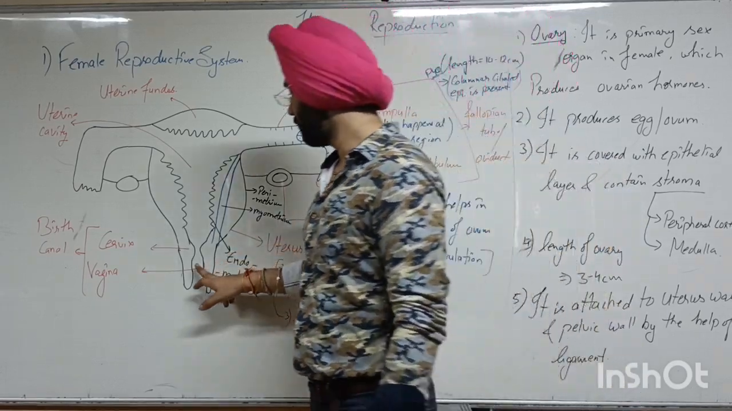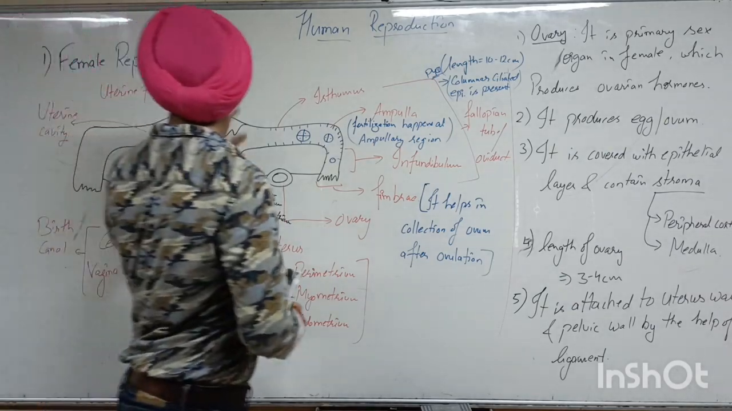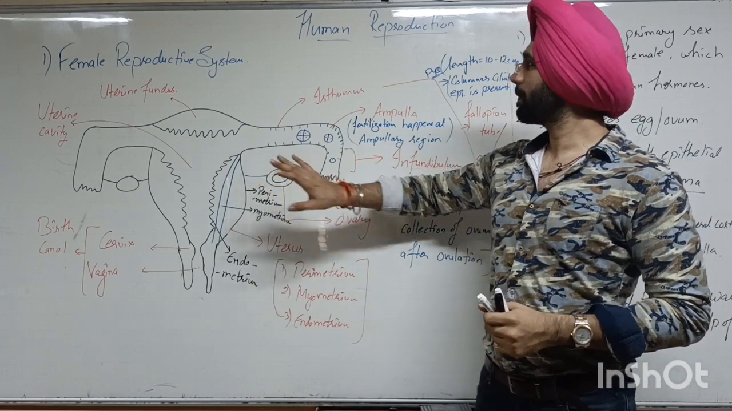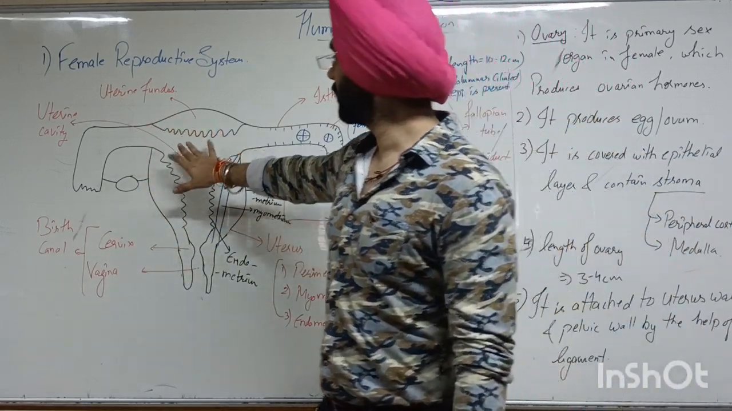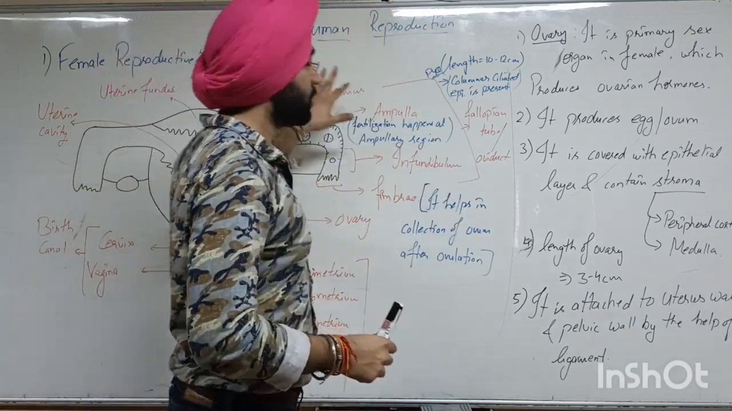So from that the baby is going to take birth. So I hope that you have understood the female reproductive system. This is all you need to understand in this topic. I have completed all the labelings and all the pointers and all the PYQ which is associated with this topic.